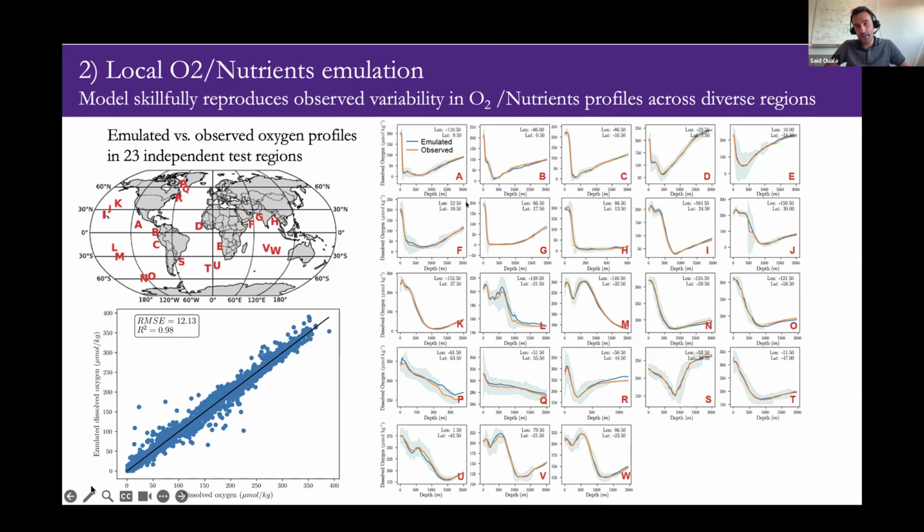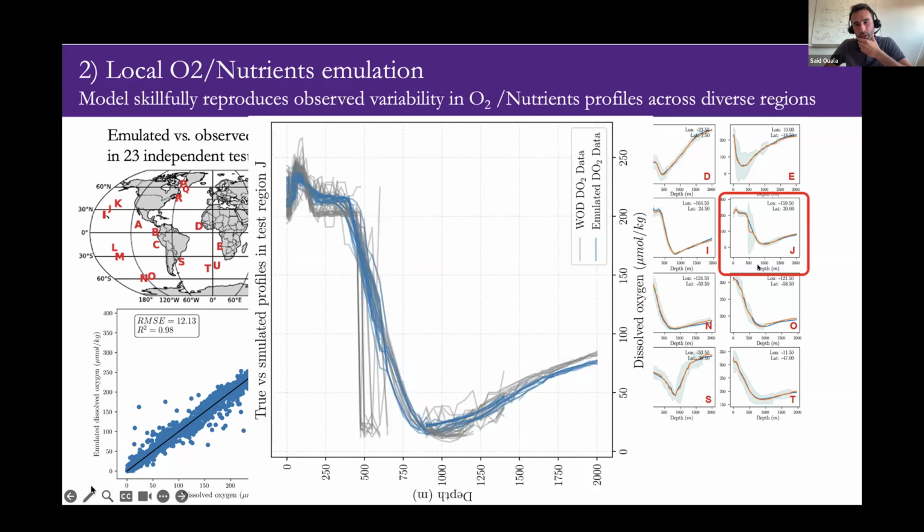And what we have here on the right is basically the averaged emulated profile by the neural network emulator compared to the distribution of observations inside each of the 1 degree times 1 degree boxes of all the regions. It shows that the model is able to capture quite well the different dynamics of dissolved oxygen variability all over the oceans. This includes regions with very low oxygen concentrations around oxygen minimum zones in the Arabian Sea, such as those two test regions F and G, with oxygen concentrations close to zero. And it also includes very highly oxygenated regions in the higher latitudes, for example.